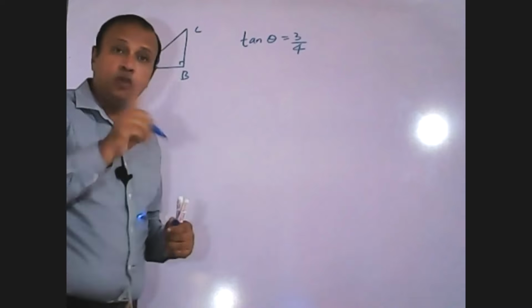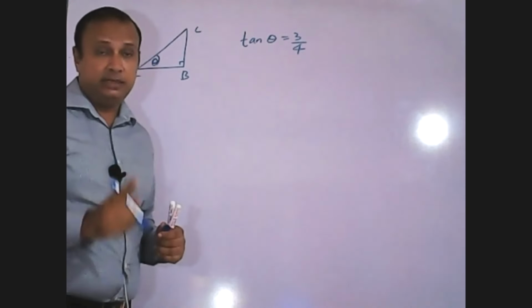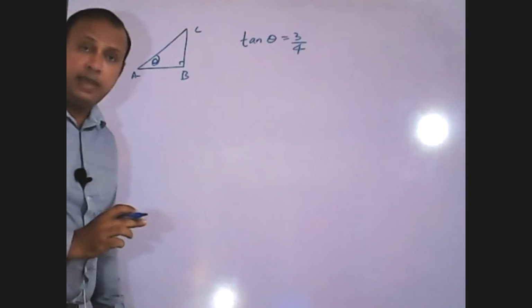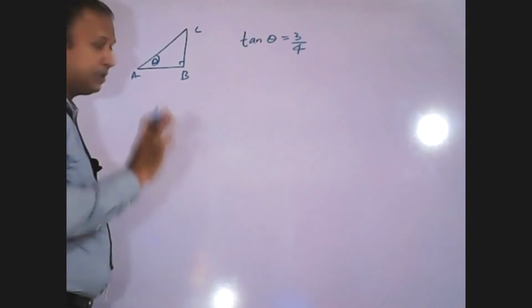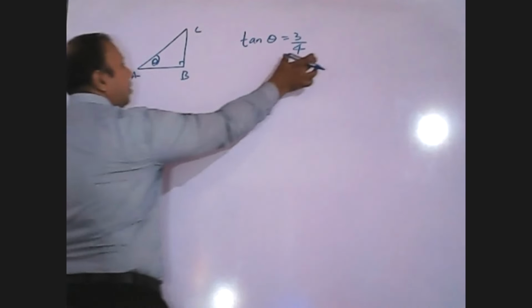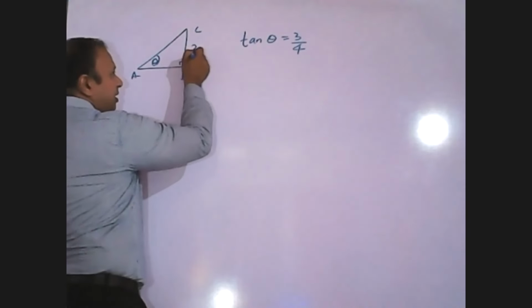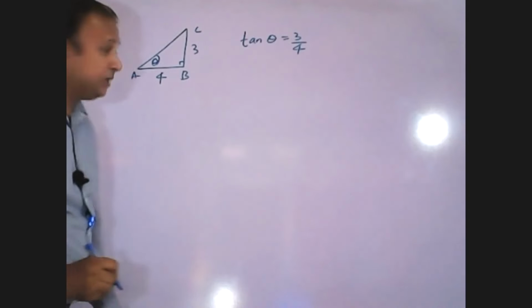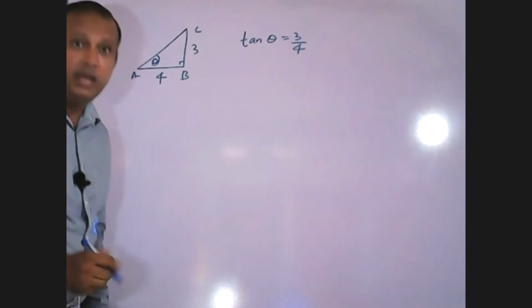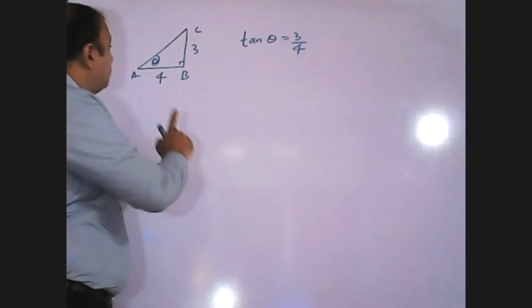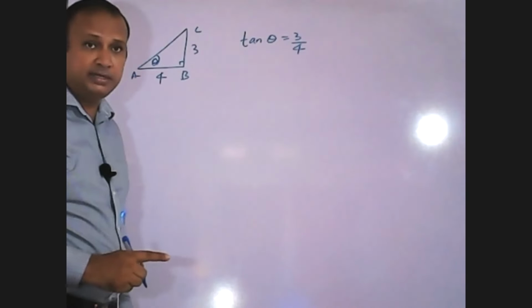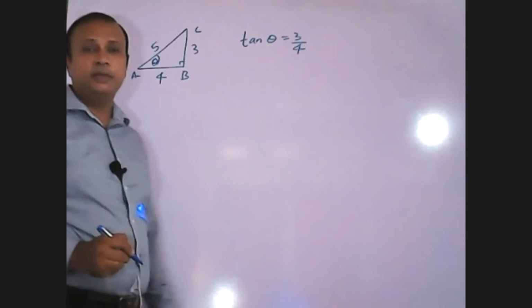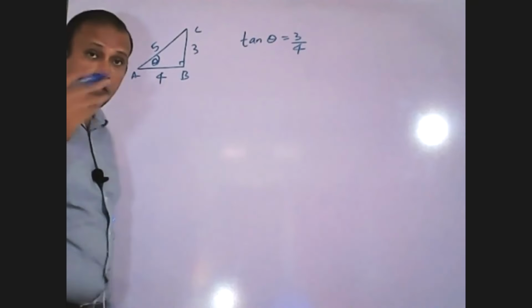According to our definition, what is tan theta? Tan theta is opposite side over adjacent side. So according to this fraction, opposite side is equal to 3, while the adjacent side is equal to 4. Then you can use Pythagoras theorem to find the hypotenuse. So what is the hypotenuse? It should be 5.